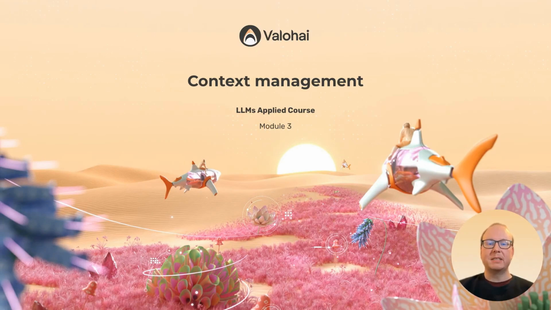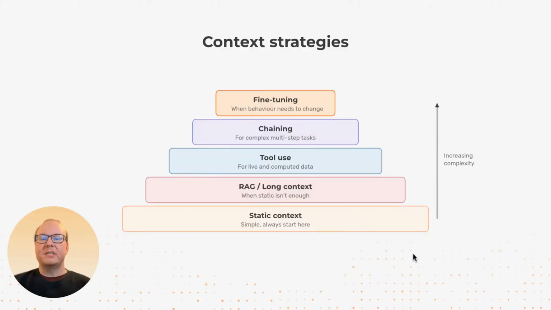Context management is the practice of getting the right information to the model at the right time. It's the difference between a toy demo and a production feature. There are 6 strategies or approaches for managing context, and they range from dead simple to fairly complex. We'll cover them in order of complexity.